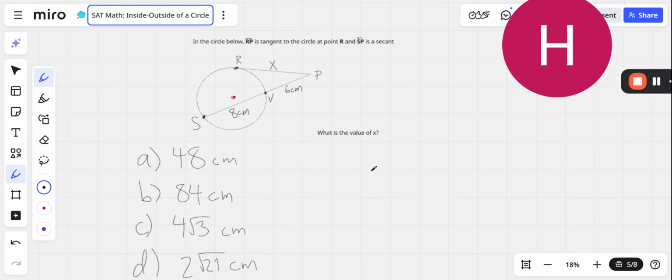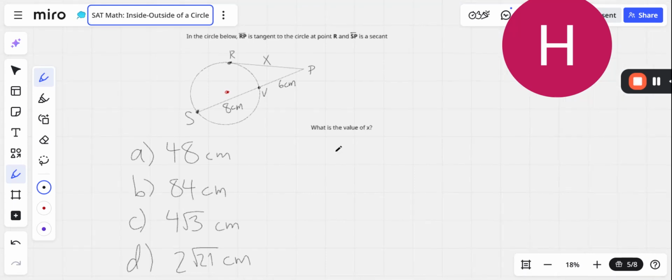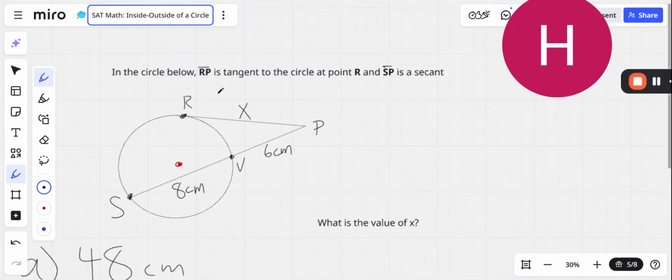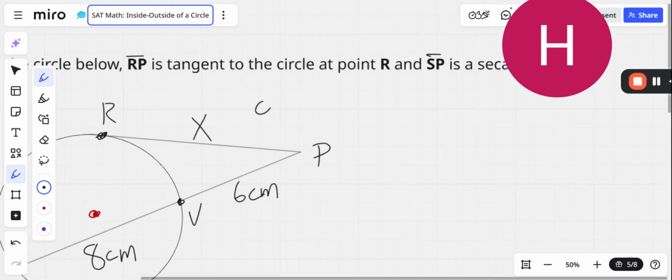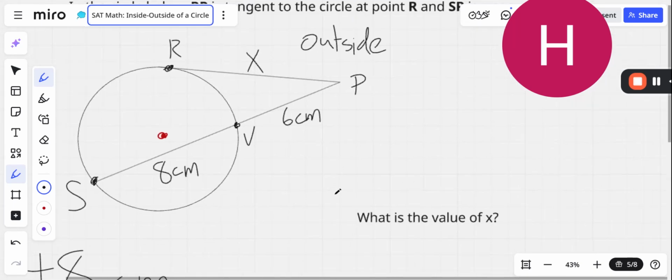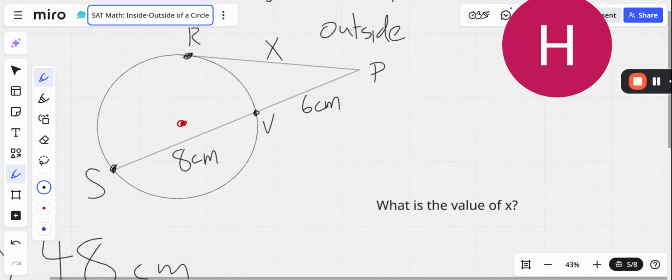So without further ado, let's find the value of x. Now you'll notice that RP is tangent to the circle. So this line segment is completely outside. Whereas we have the line segment SP, which is a secant. It's not completely outside. It goes through here. We cannot say that this and this are the same length.